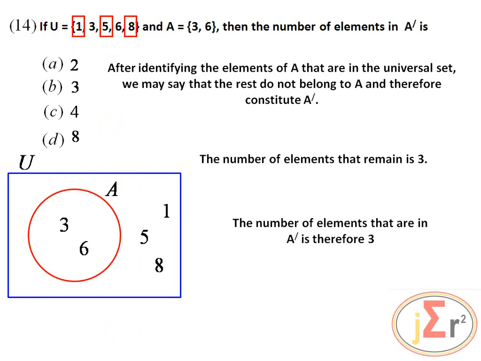The number of elements that are in A complement is therefore 3. The correct answer is option B, as we have determined on a previous occasion.